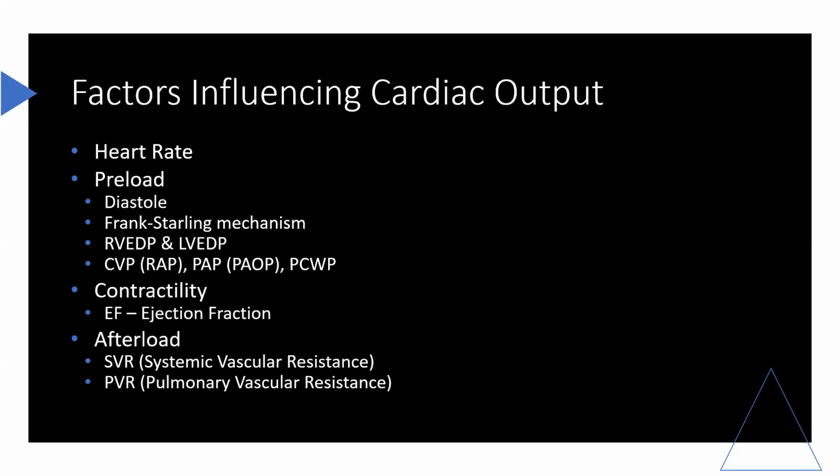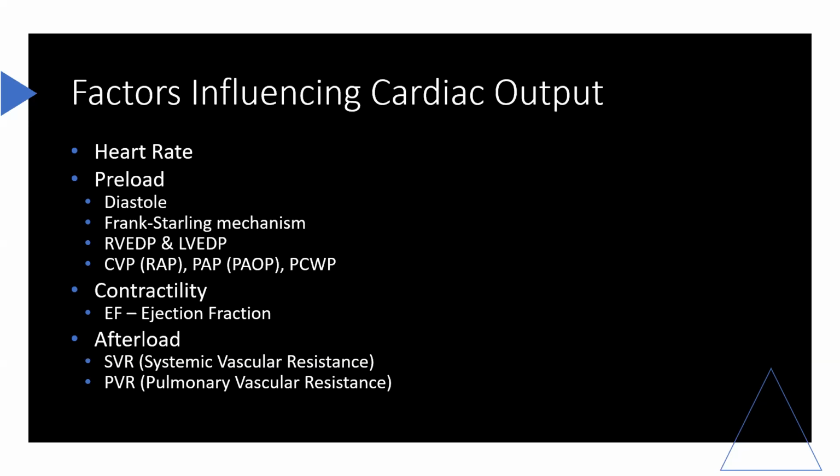LVEDP, respectively. It is important to understand that CVP and PAOP, or the pulmonary artery occlusion pressure, can accurately reflect the RVEDP and LVEDP only when the former measurements are made at the end of ventricular diastole, and if there is no evidence of valve dysfunction because they are registering retrograde pressures in the right and left atria.